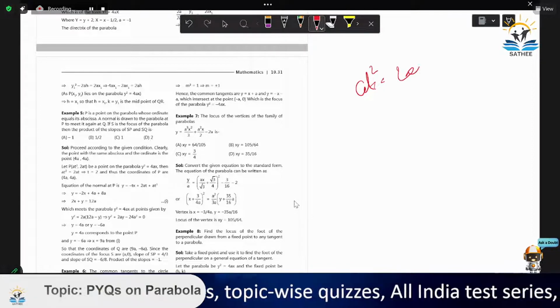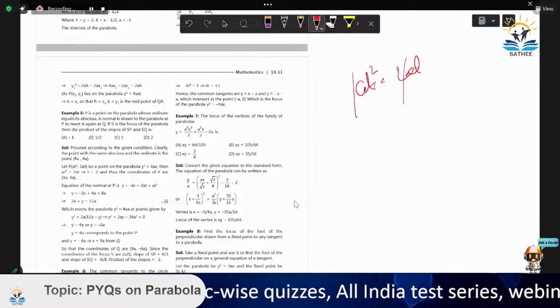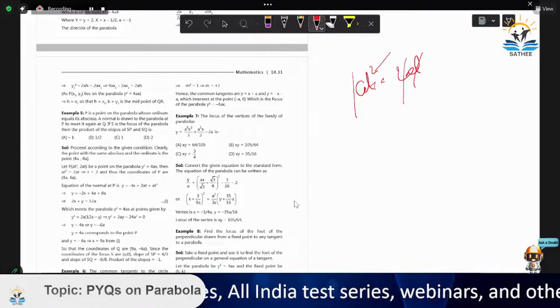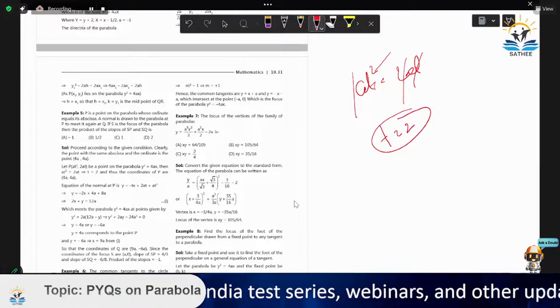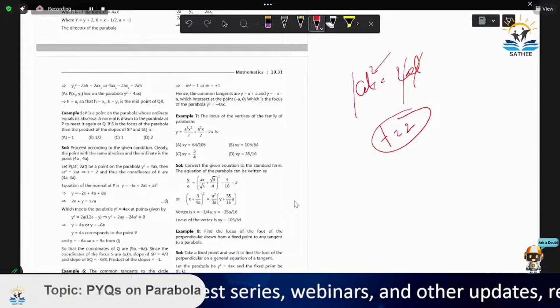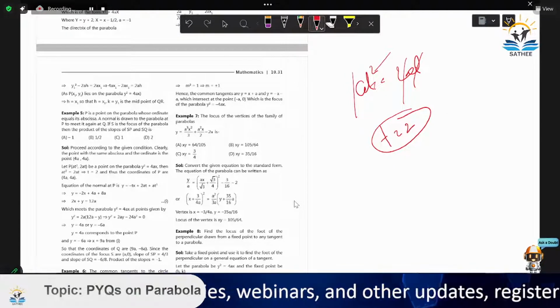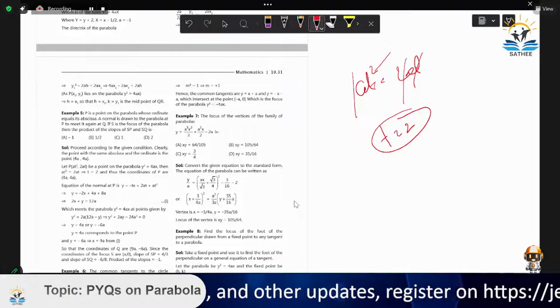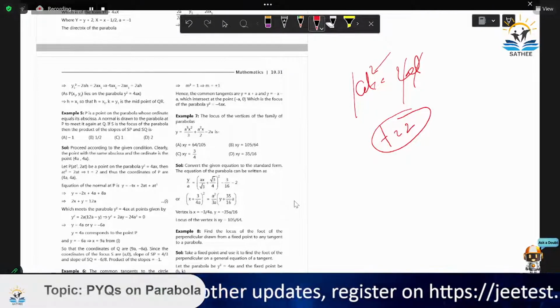81 whole square is equal to 281. So a and a get cancelled, t and t get cancelled, and what are we left with? T is equal to 2, or t1, whatever you want to take here. A normal is drawn to the parabola at P. It meets the parabola again at Q.